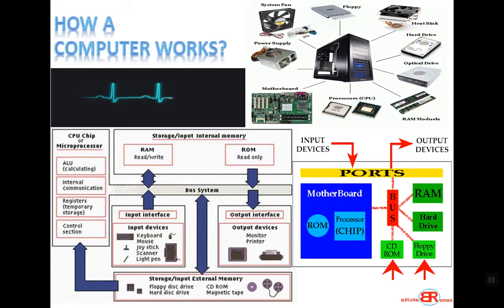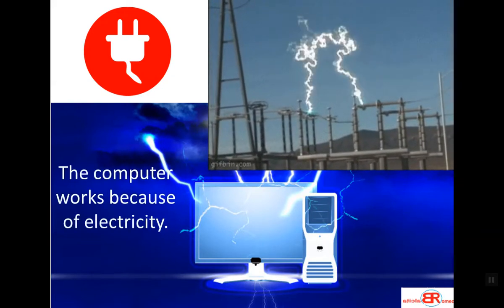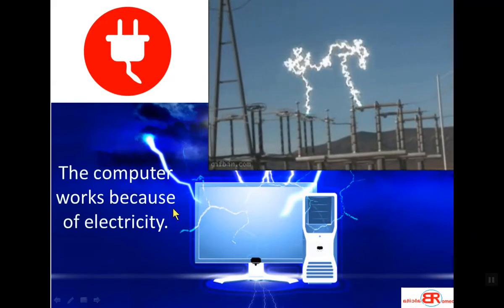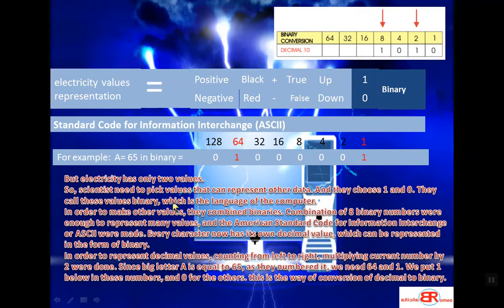How a computer works. Computers work because of electricity, but electricity has only two values. So, scientists needed to pick values that can represent other data, and they chose 1 and 0.